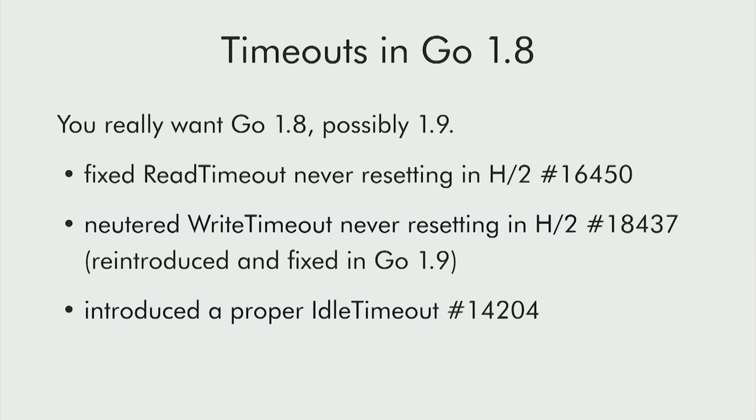HTTP requests can stay idle when they're not serving requests so that the connection can be reused. The problem was that as soon as the connection switched to idle, the read timeout would start ticking. And you can imagine that if your timeout is a minute and the request comes after 59 seconds, the request has no chance of completing before the timeout hits and breaks an absolutely innocent request. So you want to use Go 1.8 and possibly 1.9.